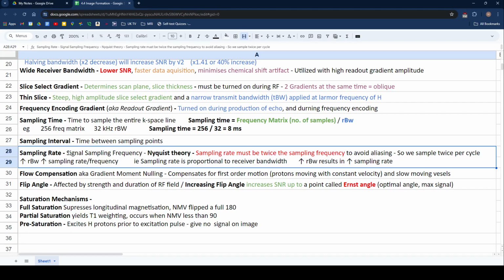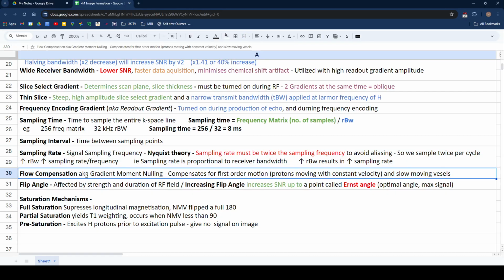Sampling rate is the signal sampling frequency. Nyquist theory says the sampling rate must be twice the signal frequency to avoid aliasing, so we sample twice per cycle. An increase in receiver bandwidth needs an increase in sampling rate or frequency, i.e. sampling rate is proportional to the receiver bandwidth. Increasing receiver bandwidth results in increased sampling rate.